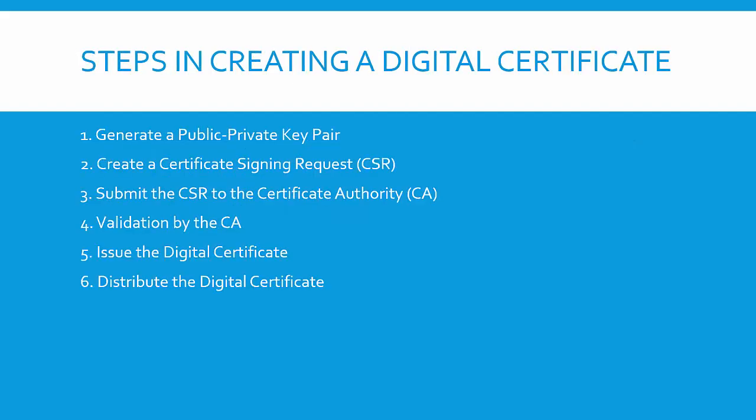To create a digital certificate, there are 6 key steps. Generating a public-private key pair, creating a certificate signing request or CSR, submitting the CSR to a certificate authority, having the CA validate the request, issuing the certificate, and finally distributing it.